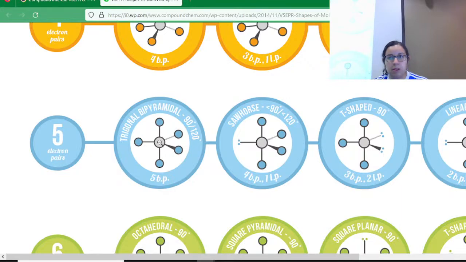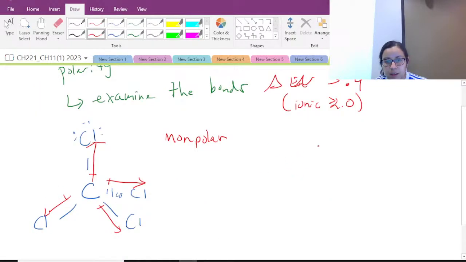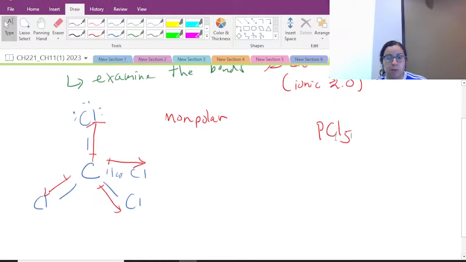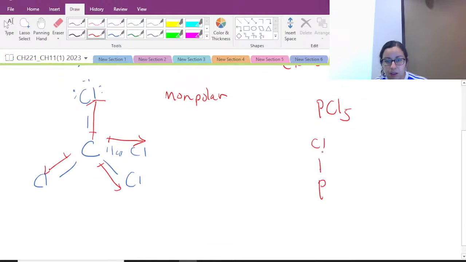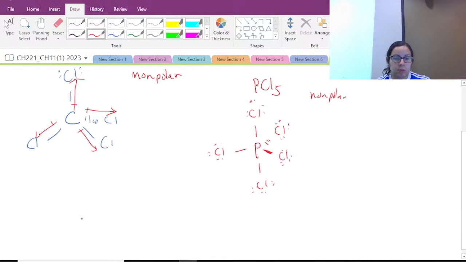PCl5, this would be PCl5, that would be nonpolar, and we could write that. So phosphorus pentachloride, sorry. I'll just draw this out there. These bonds could be polar, but overall, because it's fully symmetric, it is nonpolar. So if one of those chlorines was a fluorine instead, then the molecule would be polar?